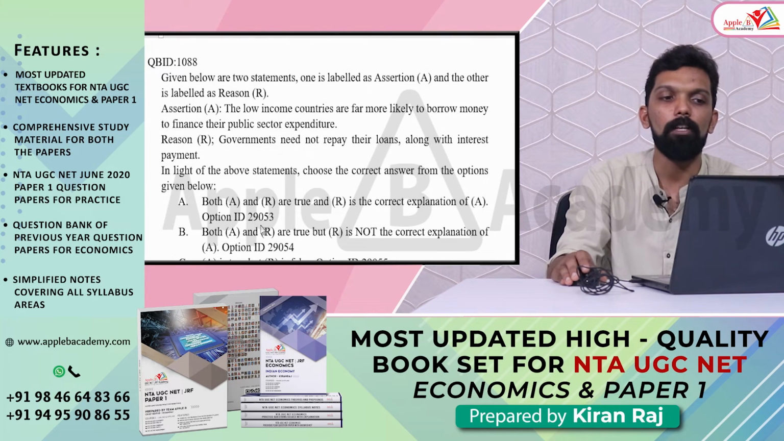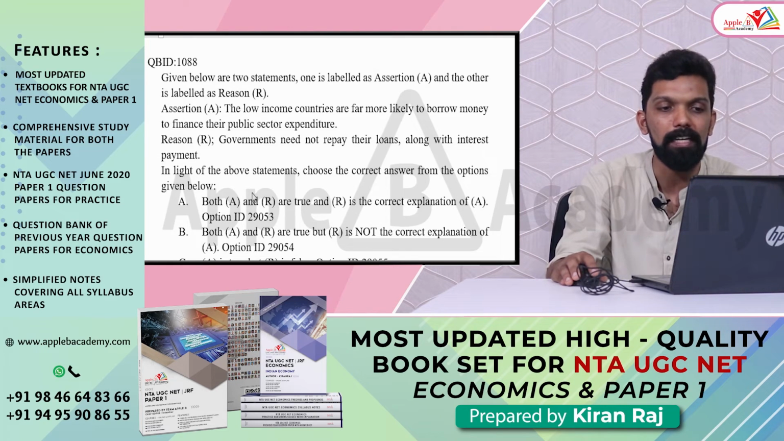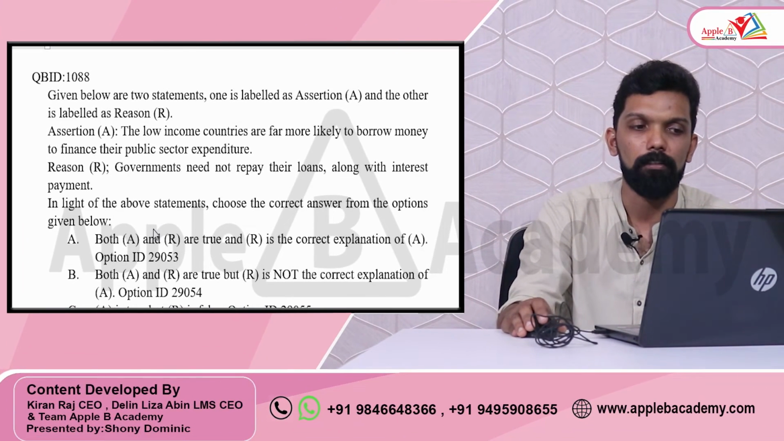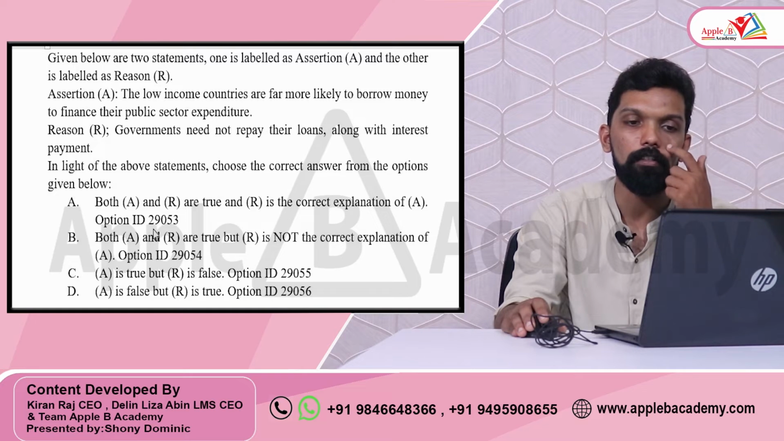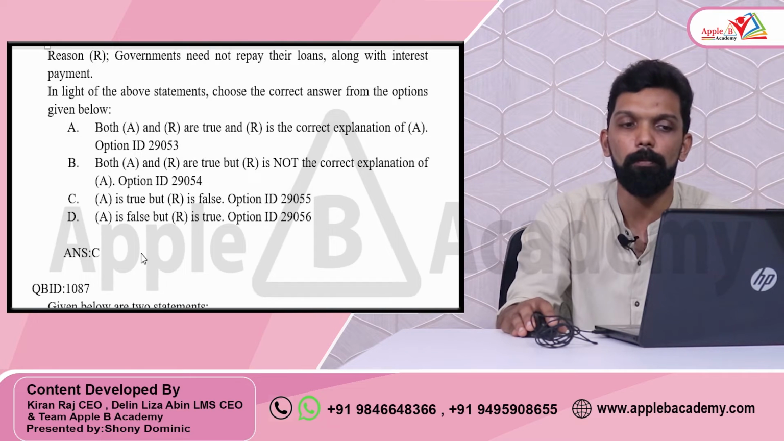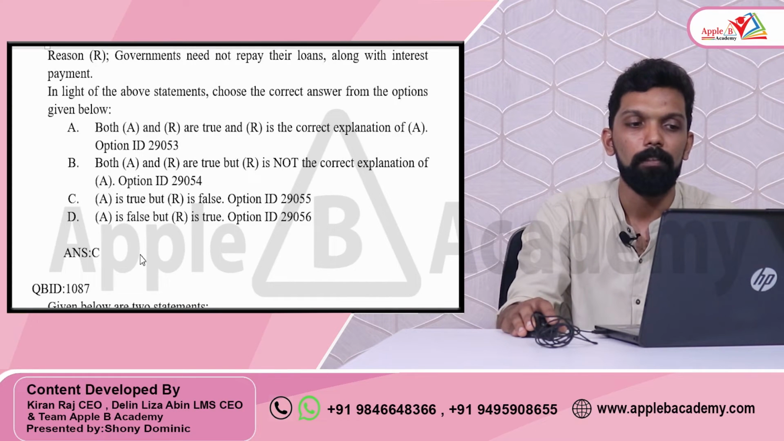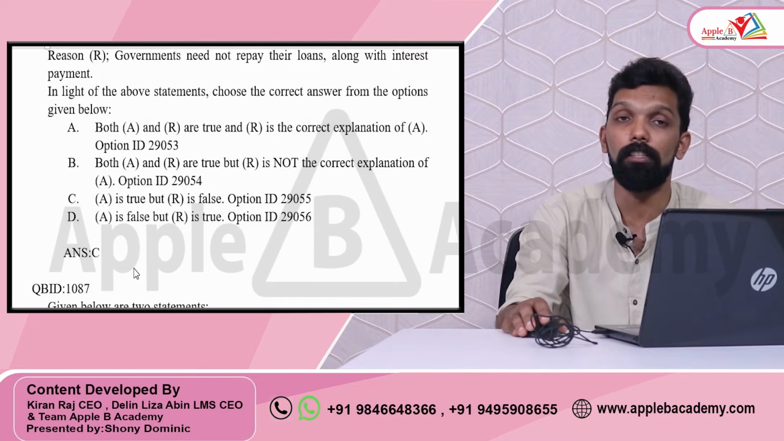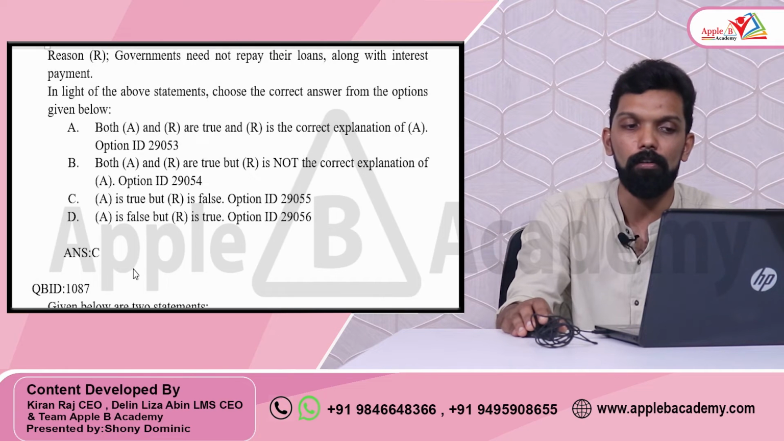So the next question, given below are 2 statements. One is labeled as assertion and another is labeled as reason. Assertion, the low income countries are far more likely to borrow money to finance their public sector expenditure. Reason, government need not repay their loans along with interest payment. In the light of the above statements, choose the correct answer from the options given below. So we have different options, both A and R are true and R is correct explanation of A. Both A and R are true, but R is not the correct explanation of A, and A is true but R is false, A is false and R is true. So the right option for this question is option C, which is A true but R is false.